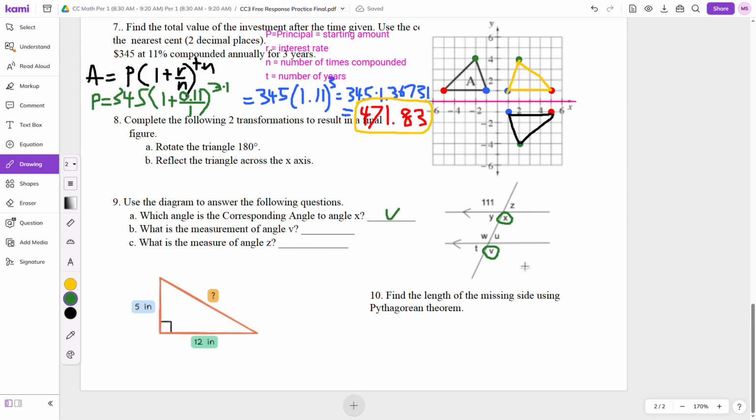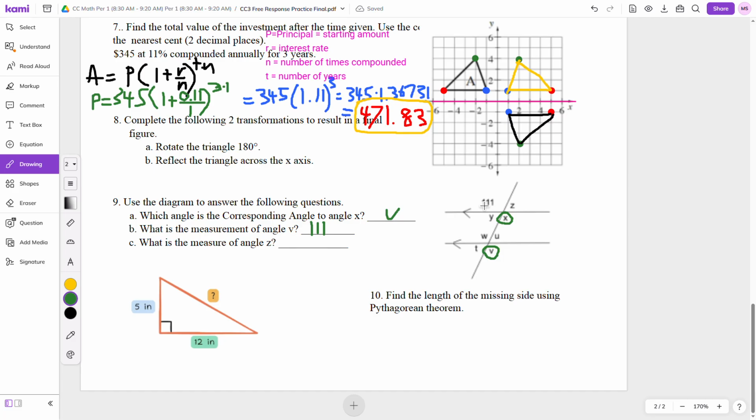What is the measure of angle V? Well, there's only 2 angles, a big one and a little one. Anytime you have these parallel lines with the transversal, there's only an obtuse angle and an acute angle. And the obtuse angles are all the same, and the acute angles are all the same. So if we know that the obtuse angles, the big angles, are 111, that means that angle V as a big angle is also 111.